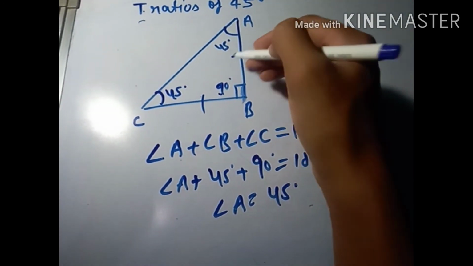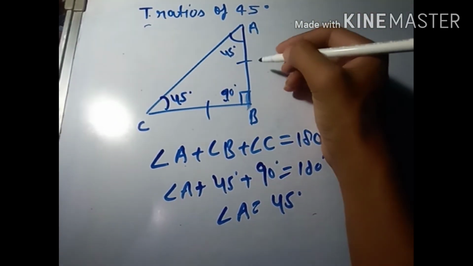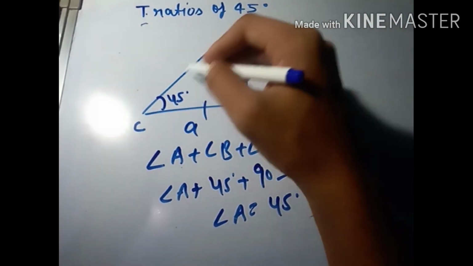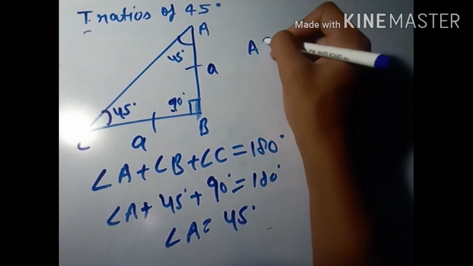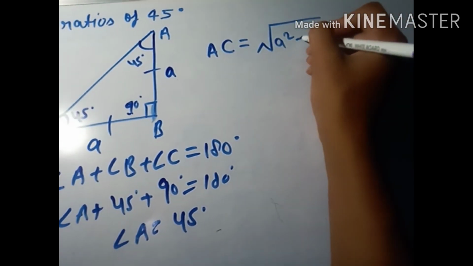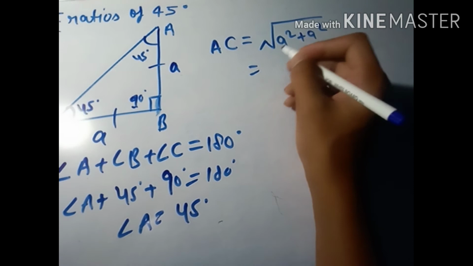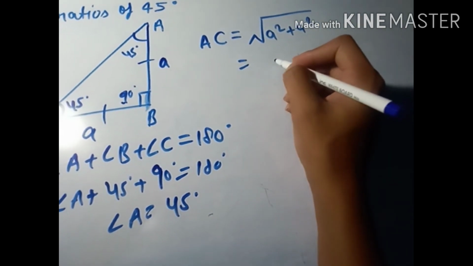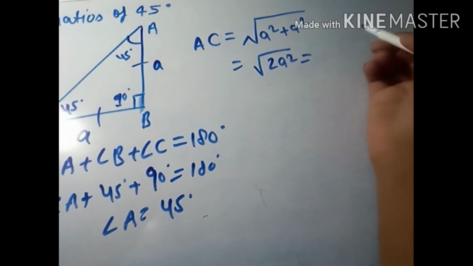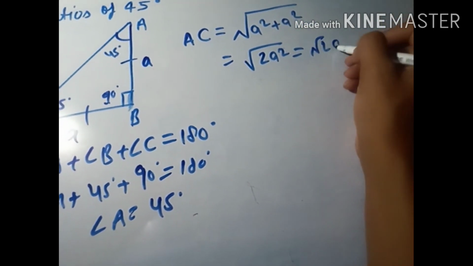So suppose the side lengths of these two sides are A and A. Let us apply the Pythagoras theorem for this side. AC is equal to under root A square plus A square. A square plus A square, how much? Yes, 2A square, and this becomes root 2 A.